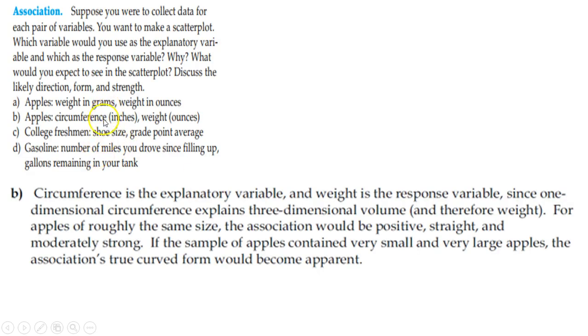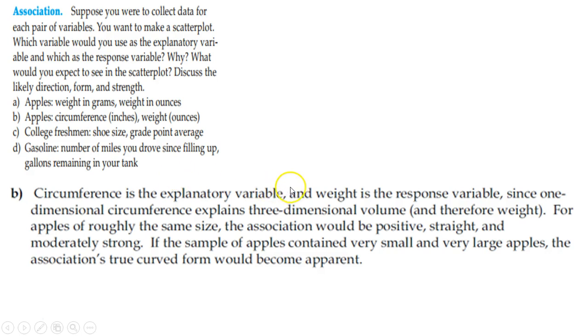With part B, circumference is the explanatory variable and weight is the response, since one-dimensional circumference explains three-dimensional volume. All right, so what we're getting at is trying to think of formulas. You're talking about the weight of something, you're talking about the volume of something, right? So the idea here is, how do I know which one is which?